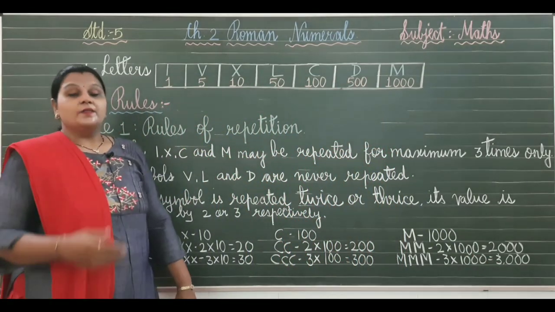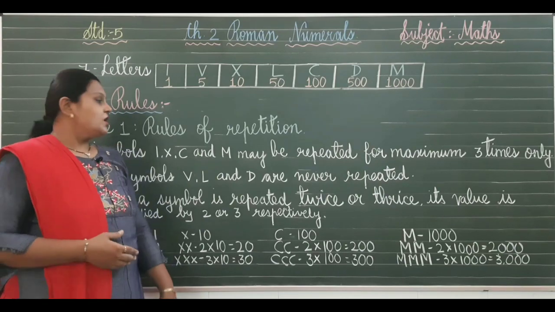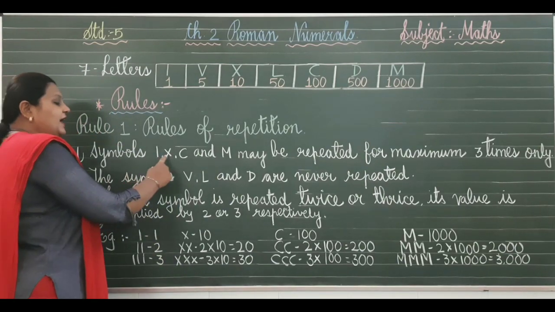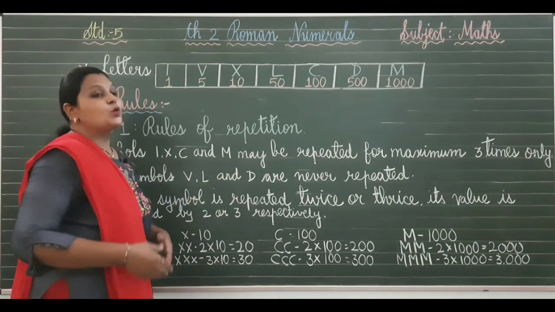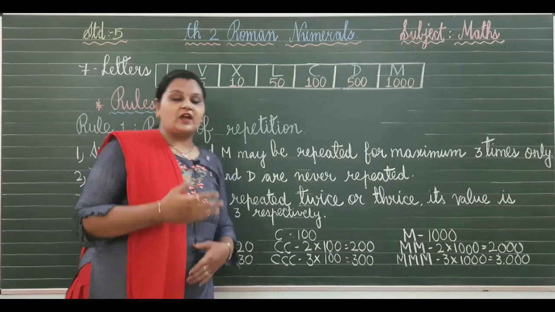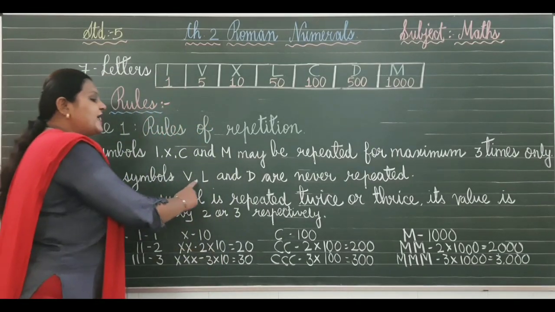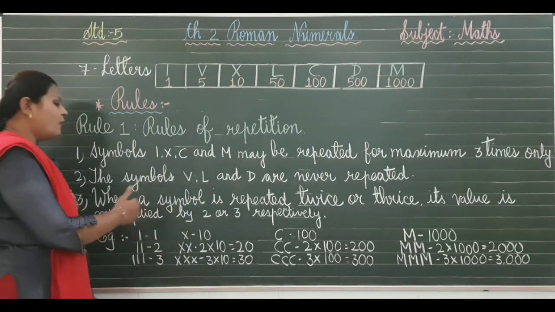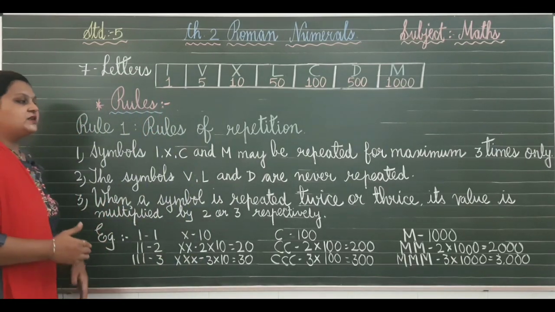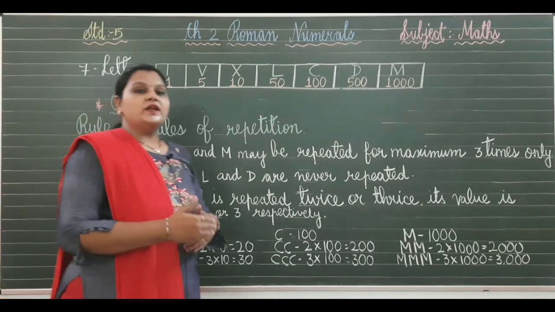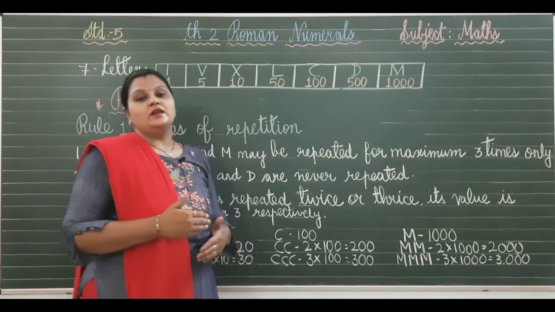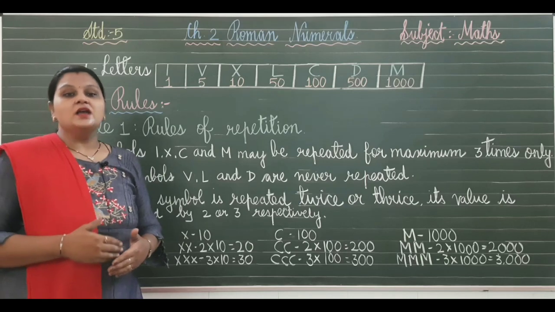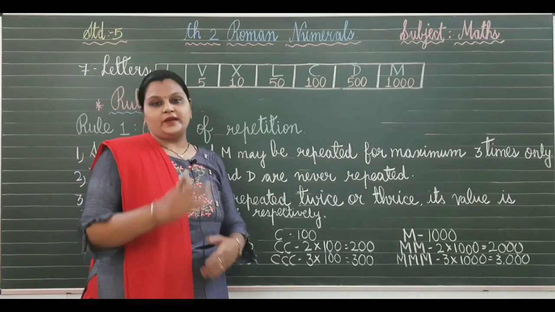So students, these are the rules of repetition. First, symbols I, X, C and M you can use only 3 times. Next, V, L and D you cannot repeat. And when you are writing the symbol 2 or 3 times, then you have to multiply by 2 or 3 respectively.